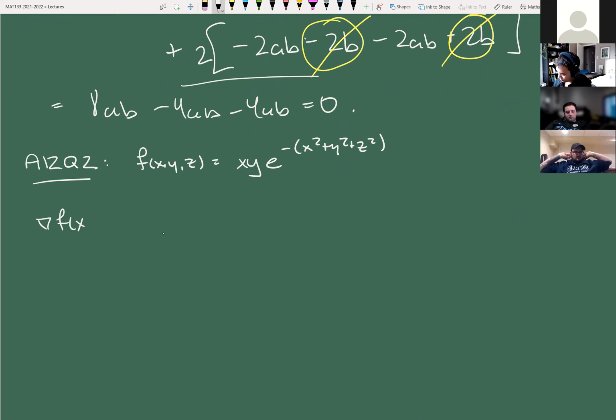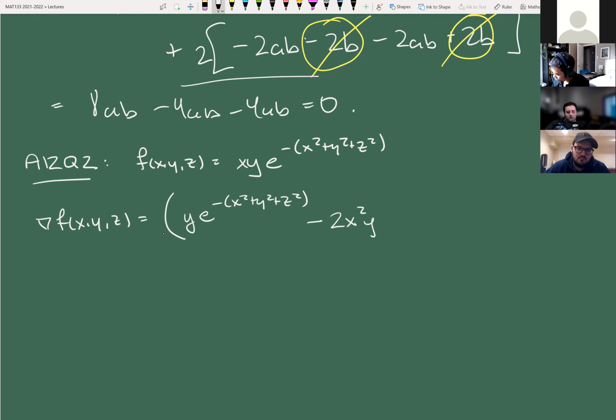So we have to differentiate. So if I compute the x derivative, what do I get? So I'm going to have to use the product rule here. So I'm going to get y e to the negative x squared plus y squared plus z squared. So that's the derivative of the first times the second plus the derivative of the second. So that should actually give me a negative 2x squared y e to the negative x squared plus y squared plus z squared.